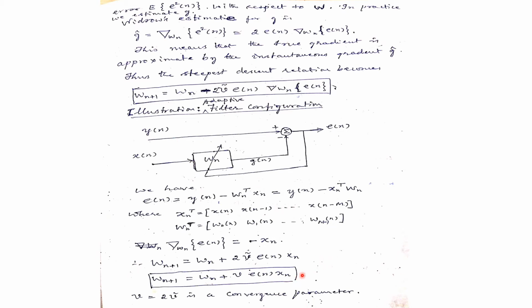Please note that this particular equation is in the vector form because w(n+1), w(n), x(n), all these things are vectors, and hence you will have m filter coefficients obtained from this particular equation, and hence it is referred to as the vector form. Please note that this 2 times v, being equal to v, is nothing but a convergence parameter.